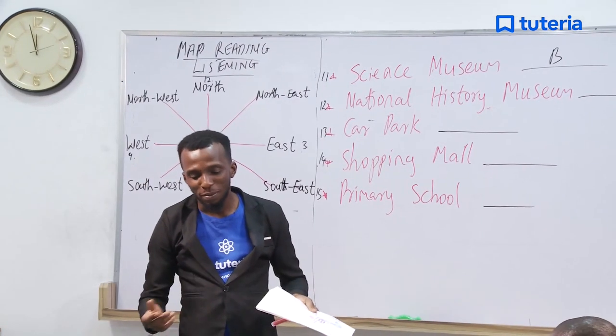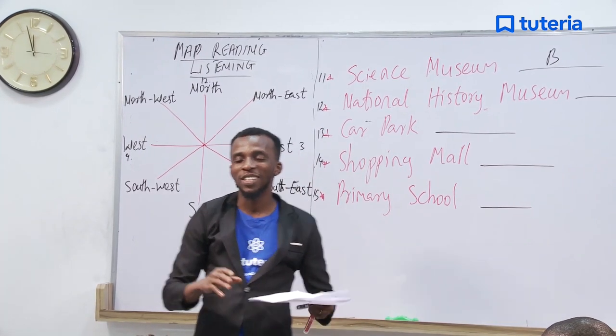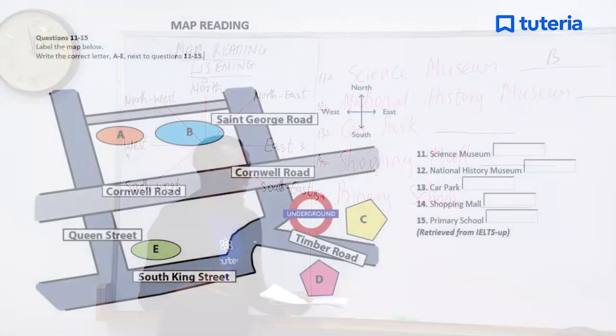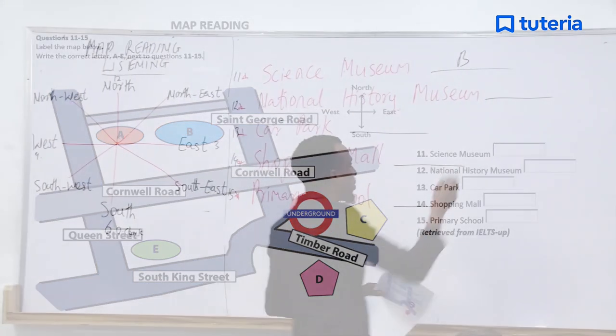But you use Google Map. You don't understand. Okay, don't worry. National History Museum is where? That is the west of what? Science Museum. So the answer is what? A. That's a good one, bonus.